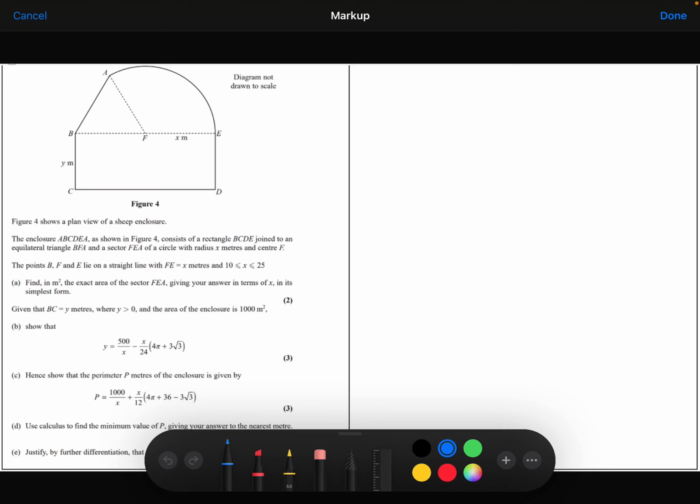x is between 10 and 25. Find in metres squared the exact area of the sector FEA, giving your answer in terms of x in its simplest form.